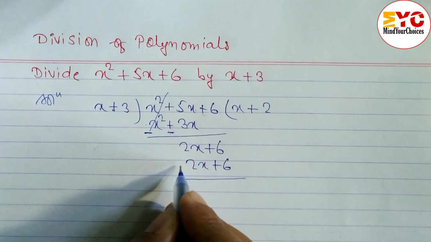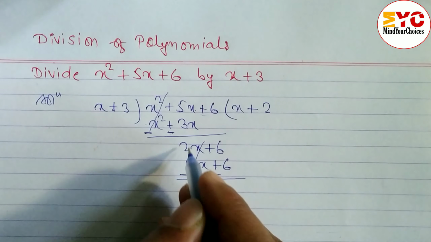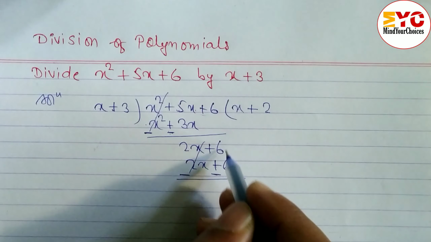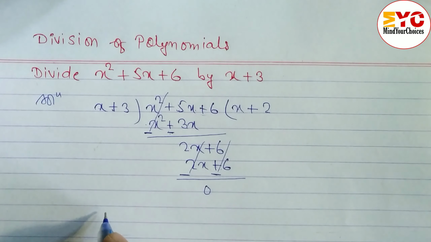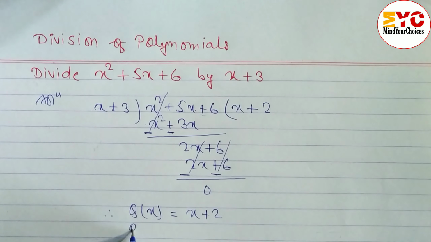Now we have to change the sign. If positive we have to write negative. These 2x terms cancel, one positive, the other negative. You can see here 6 and 6 also cancel, giving 0. Therefore Qx, the quotient, how much do we get here? x plus 2. So write x plus 2, and Rx, the remainder, is equal to 0.